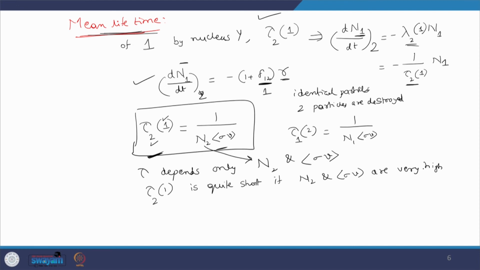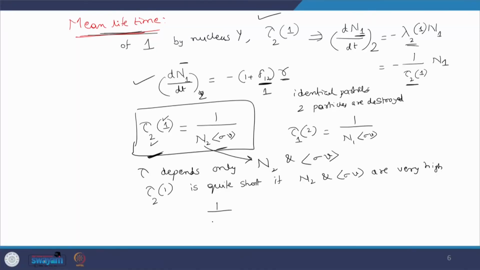And for more than one type of destructive nuclei, for example, nuclei of type 1 can undergo destruction not only by interacting with particle type 2, but also 3, 4, 5. It can undergo destruction by reacting with any type of nucleus, right. Taking this into account, the overall lifetime of nuclei 1 can be written as follows: 1 by tau of 1 is equal to the sum of 1 by tau i, where i runs from 1 to n.